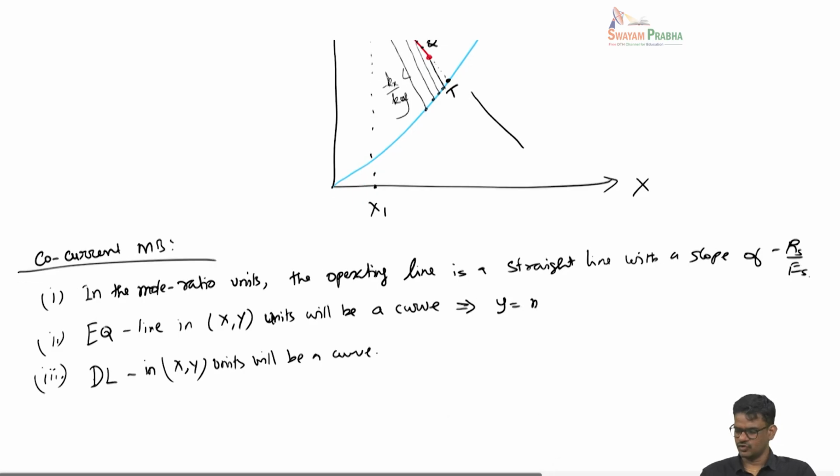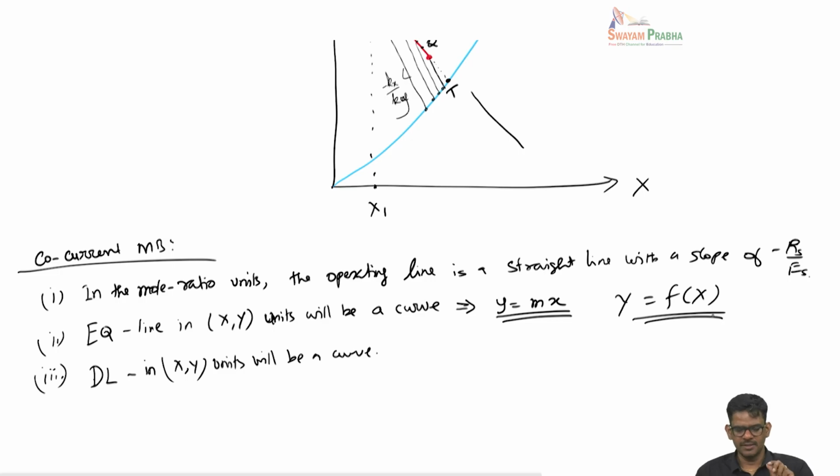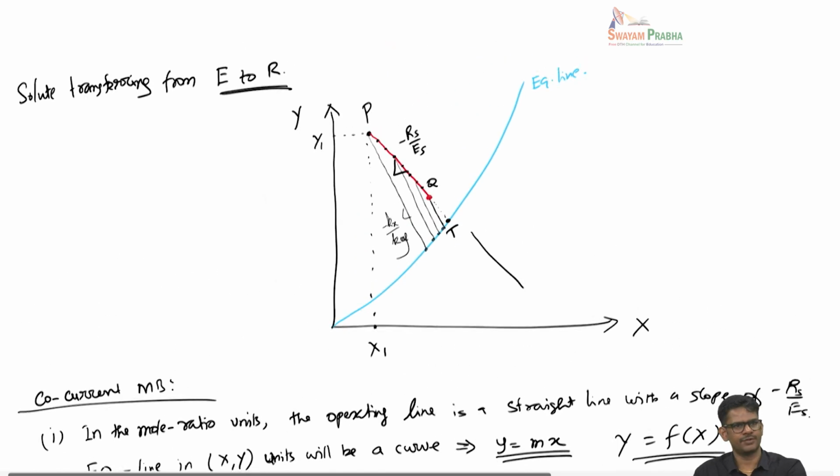So even if you have a straight line like this in the mole ratio units, when you convert into y as a function of x, this will not be a straight line anymore. Okay, so these are important points to be made, because in a given problem, some information may be given in mole ratio units, some information may be given in mole fraction units, and you have to work with the same set of units if you want to do any graphical analysis of this problem.